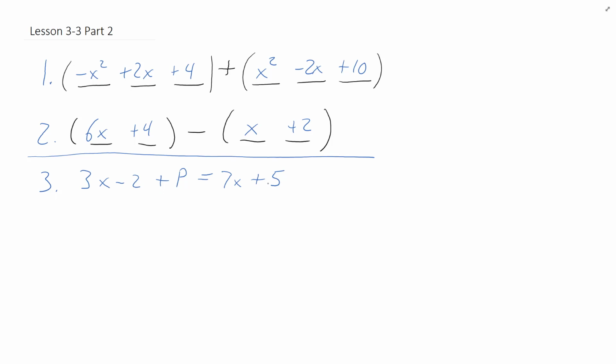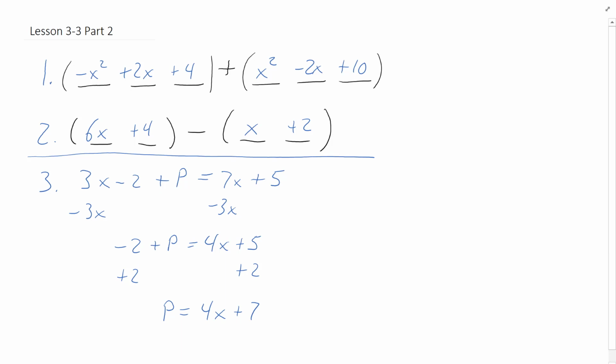So one of our tools for solving, we can, for instance, subtract 3x from both sides. That'll leave me with negative 2 plus p is equal to 4x plus 5. And then I can add 2 to both sides, and I'll end up with p is equal to 4x plus 7.